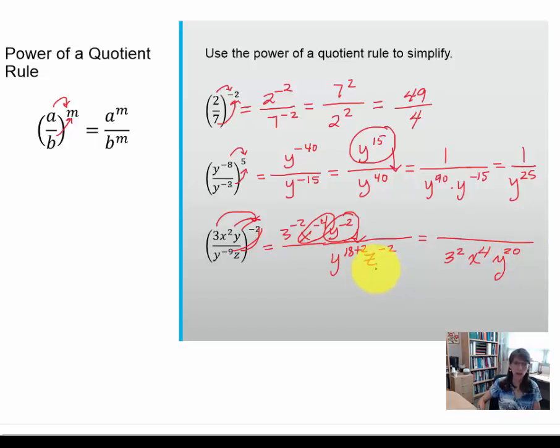And finally, notice z to the negative 2 has a negative exponent, so that needs to shift to the numerator with a positive exponent. So the only thing left to figure out is 3 squared. That would really be 9. So I could write 9 right now. Z squared is divided by 9, x to the 4th, y to the 20th. So just make sure that each base is written only one time, and each base should have a positive exponent.